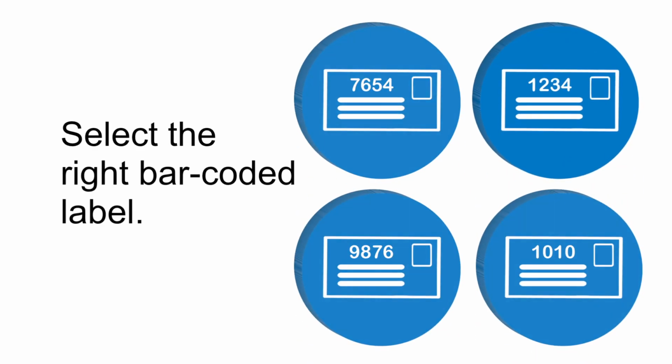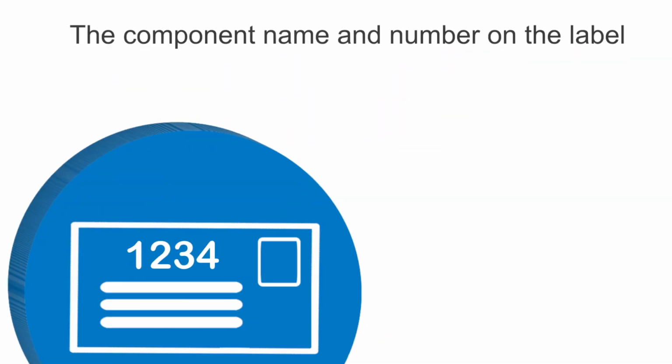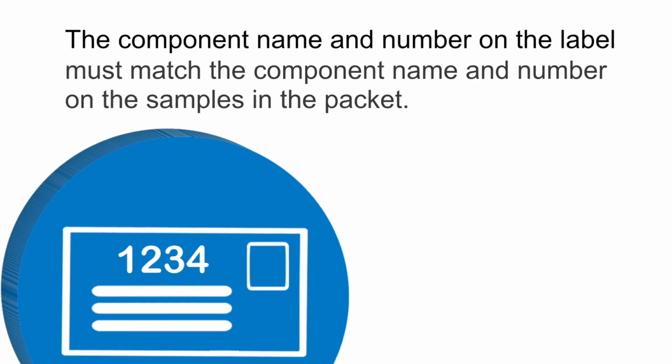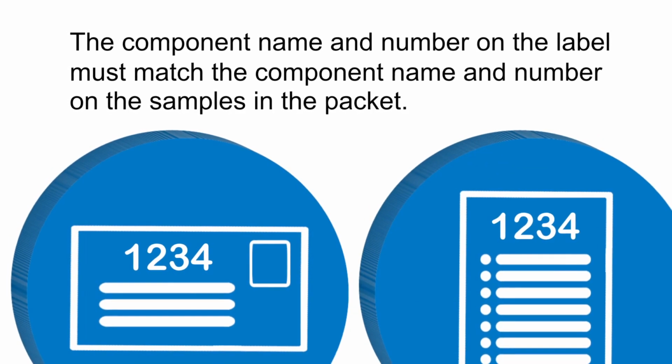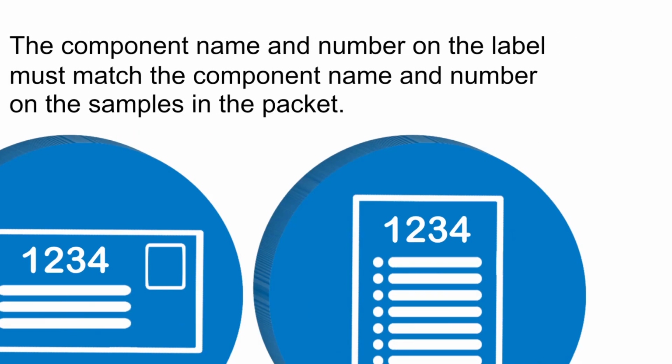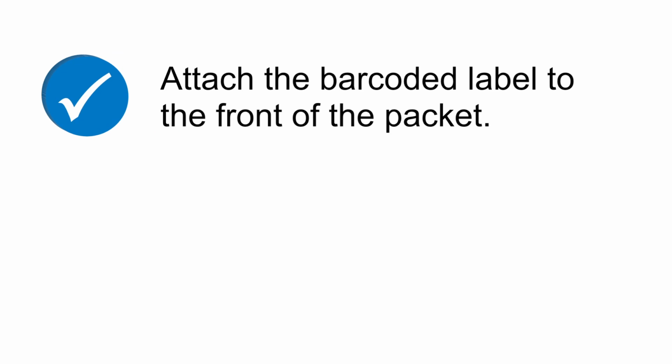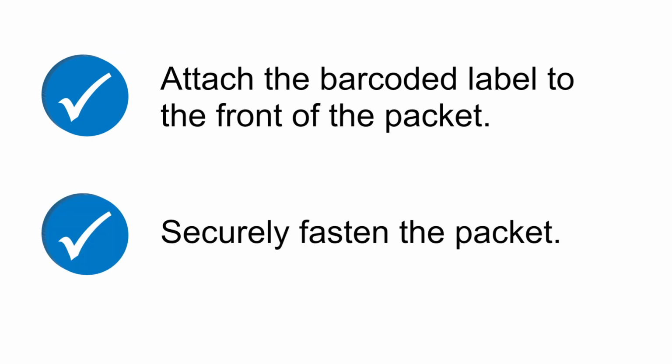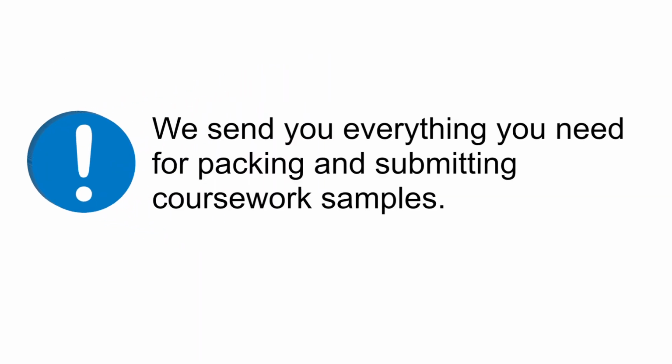Attach bar-coded labels to your packets of coursework samples. Select the right bar-coded label. The component name and number on the label must match the component name and number on the samples in the packet. Attach the bar-coded label to the front of the packet. Securely fasten the packet. We send you everything you need for packing and submitting coursework samples.